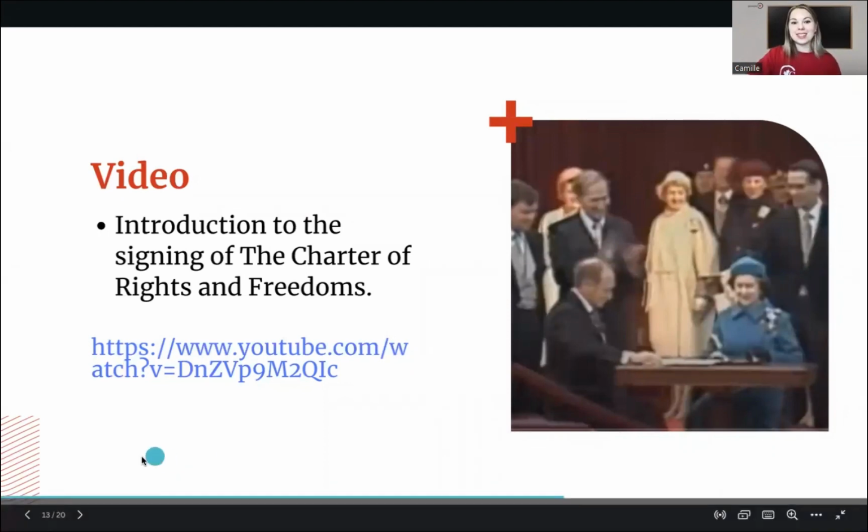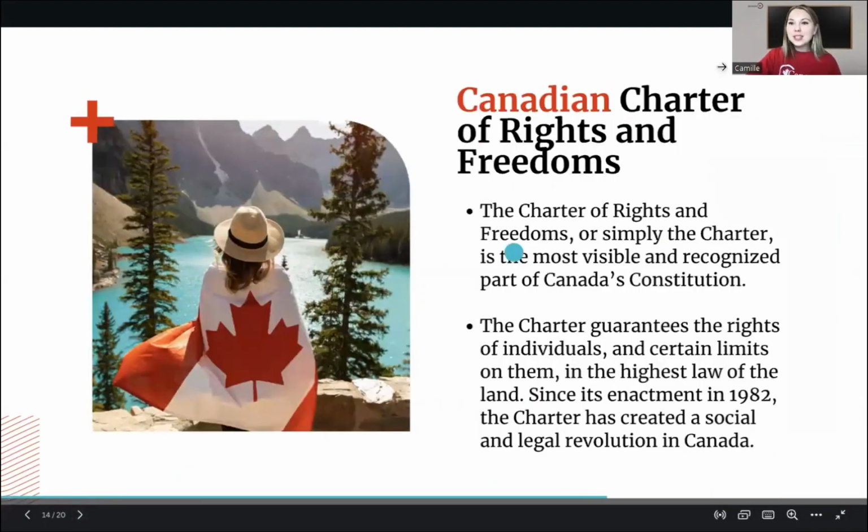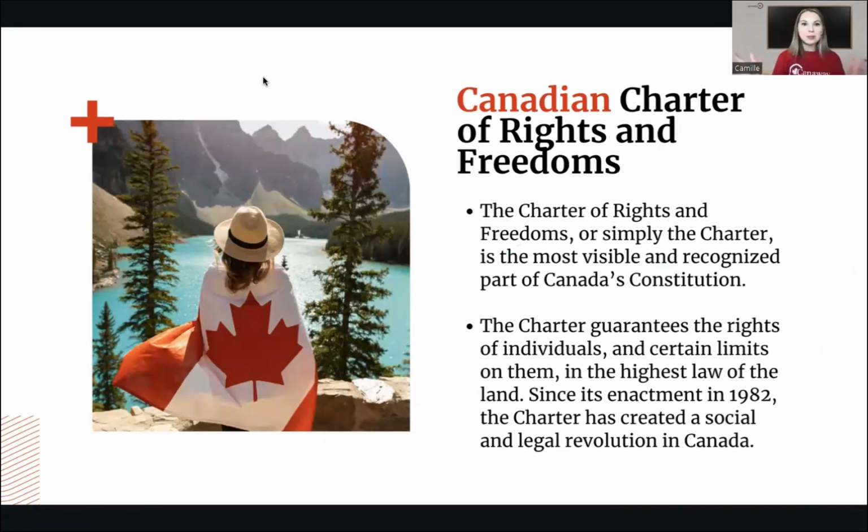we enjoy as Canadians. So continuing on, the Charter of Rights and Freedoms, or simply as we call it in Canada, the Charter, is the most visible and recognized part of Canada's Constitution. The Constitution is the document that created Canada. The Charter of Rights and Freedoms was published, brought to life in 1982, after they saw some missing pieces. Under the original Constitution, not everyone was equal.